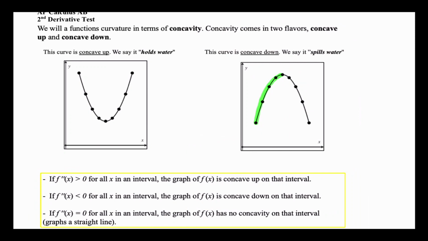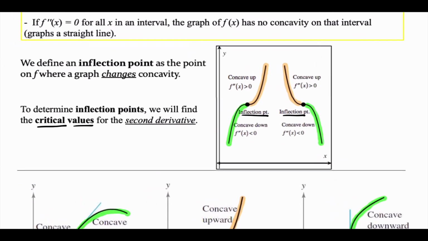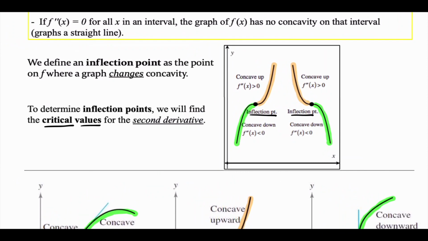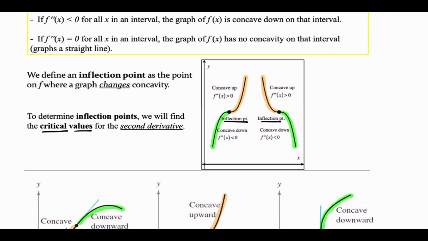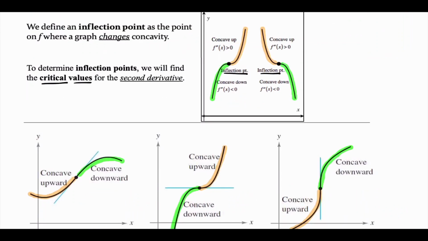If the second derivative is equal to 0, it's what we call an inflection point. It's a change in concavity, right? Those are inflection points. That's where we change from concave up to concave down or vice versa. So it functions a lot like the first derivative test. The only difference is we use the second derivative to do all of this. That's why it's called the second derivative test.